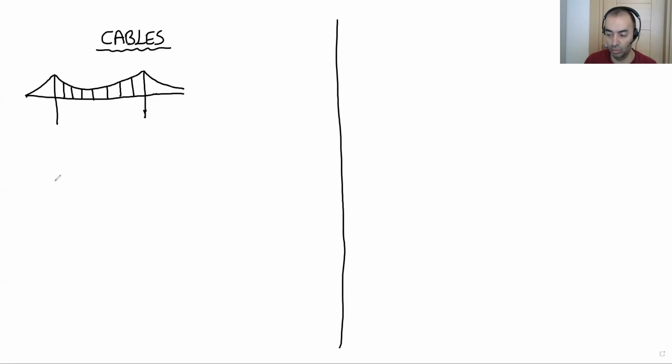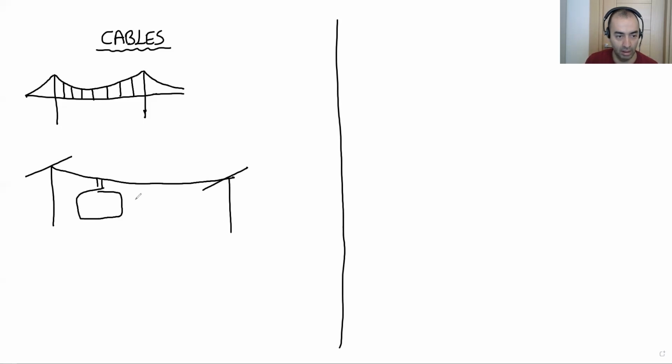Or we can use a cable car system. For example, let's say we have these supports. Between these two supports, we have cables, and a cable car moves between the two points. People stay here, and it slides from one point to another. This is another use of cables. So we have many applications for the cables.